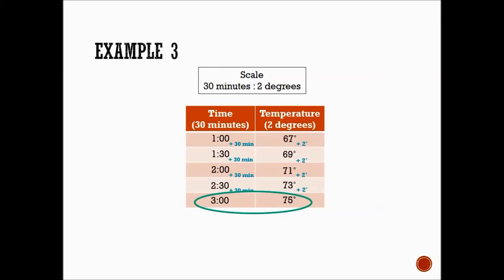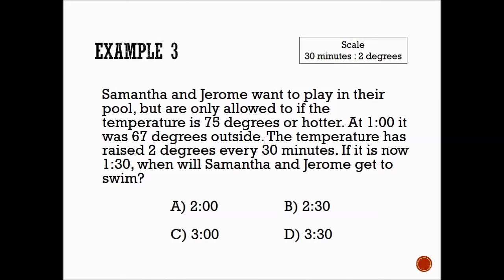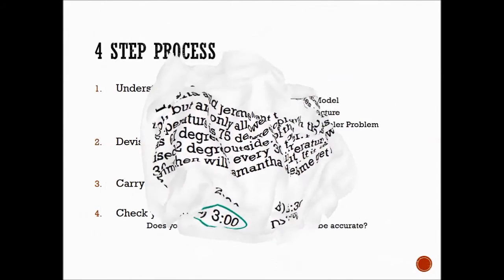Are we done? There's one more step. Look at the answers and check your work. The problem gives us possible answer choices of A, 2 o'clock, B, 2:30, C, 3 o'clock, and D, 3:30. The answer C, 3 o'clock, matches our answer of 3 o'clock. You've solved the problem using the 4-step method.